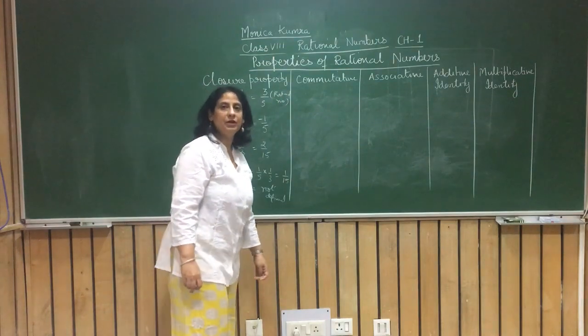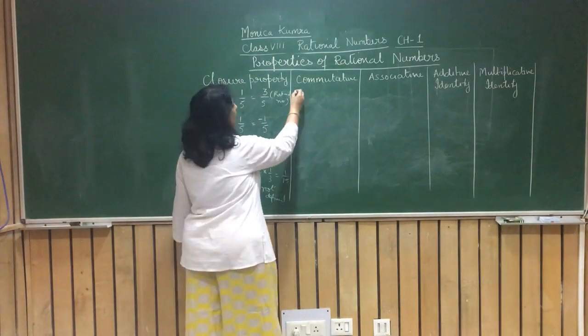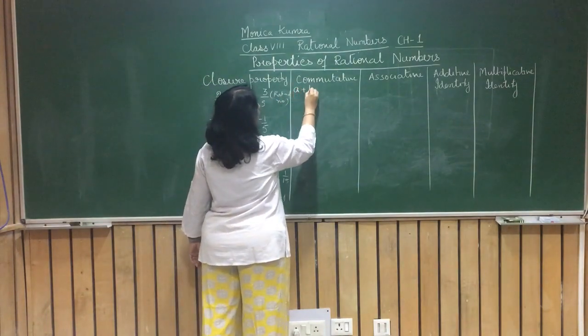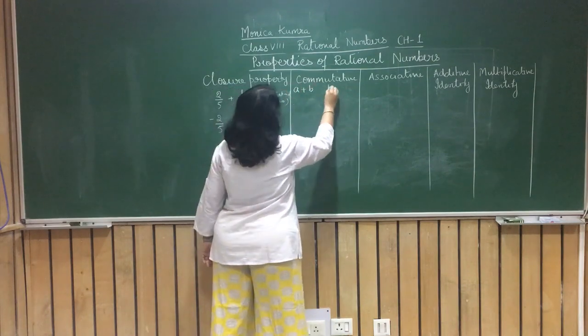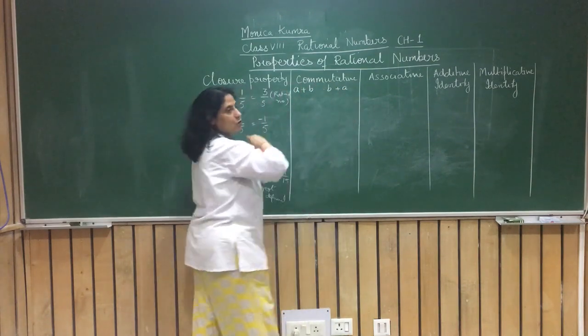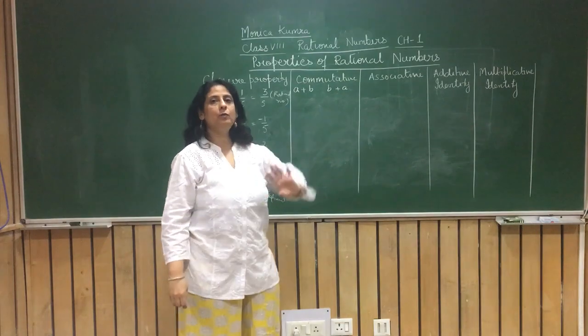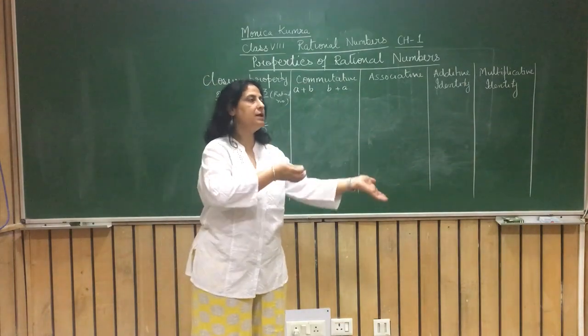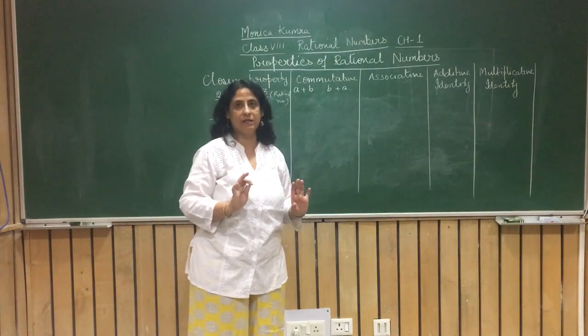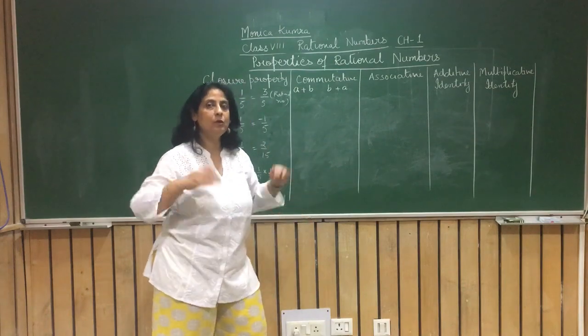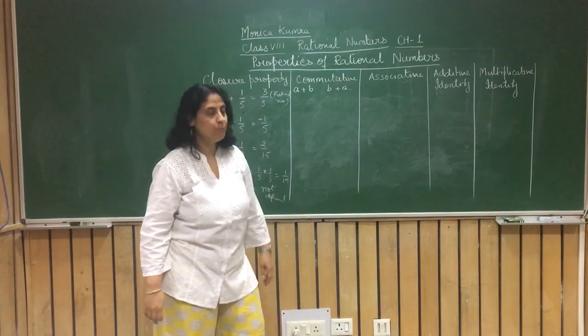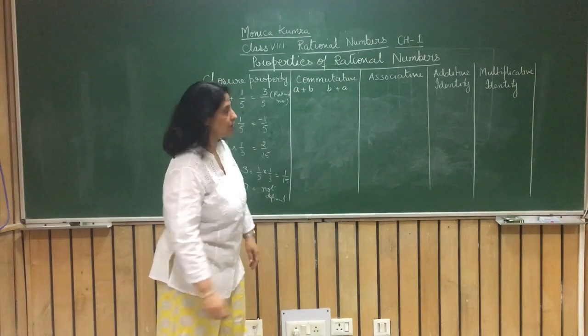Second is commutative property. Commutative says that if you are adding two numbers like this, the answer should be the same like this also. A plus B should be equal to B plus A, or A minus B should be equal to B minus A, or A into B should be equal to B into A. Clear? So let us check for the addition first.